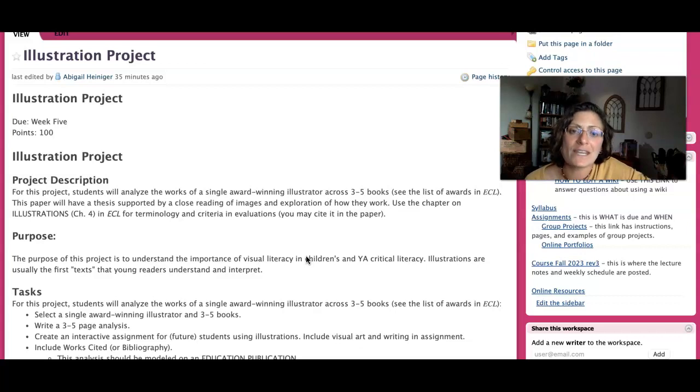But find an award-winning illustrator. Look at 3 to 5 books so you can get a range of how they're approaching illustrations. And then do a close reading of their images. Use the material that we have, especially in chapter 4, where they're talking about the language we use to describe and analyze images, in order to do just that in your paper. Because after you do it for these books, then teaching them, sharing them with kids becomes so much richer.